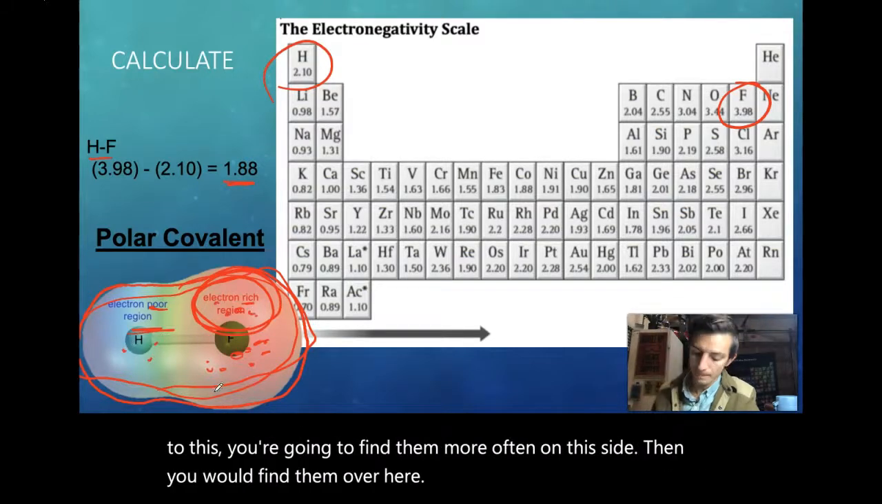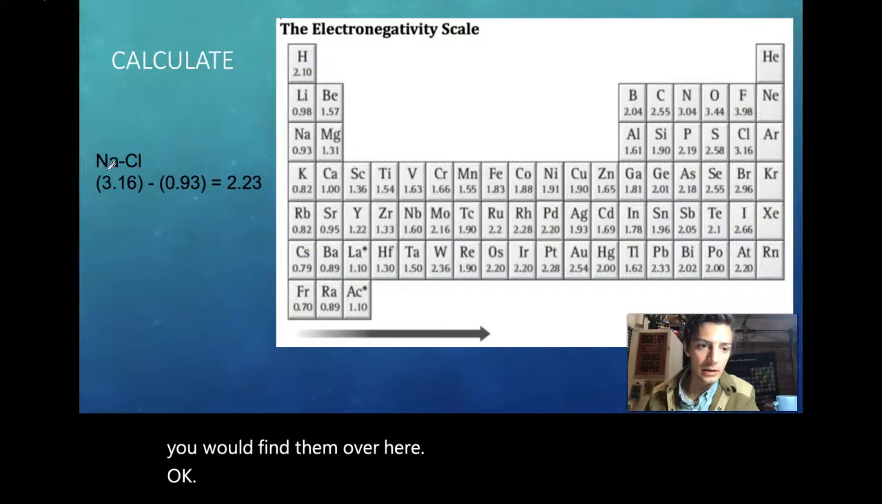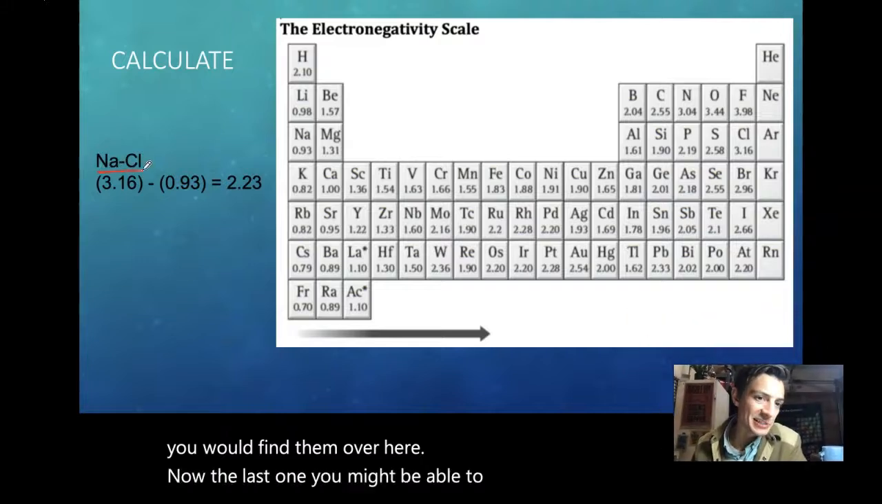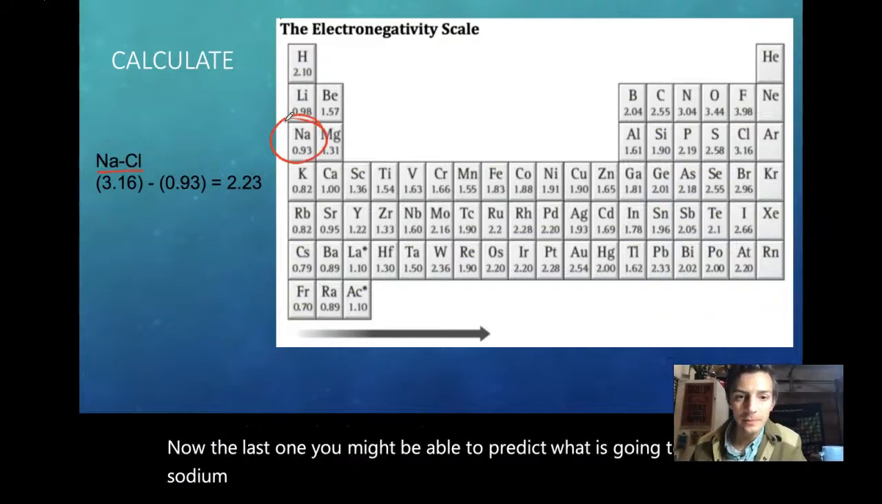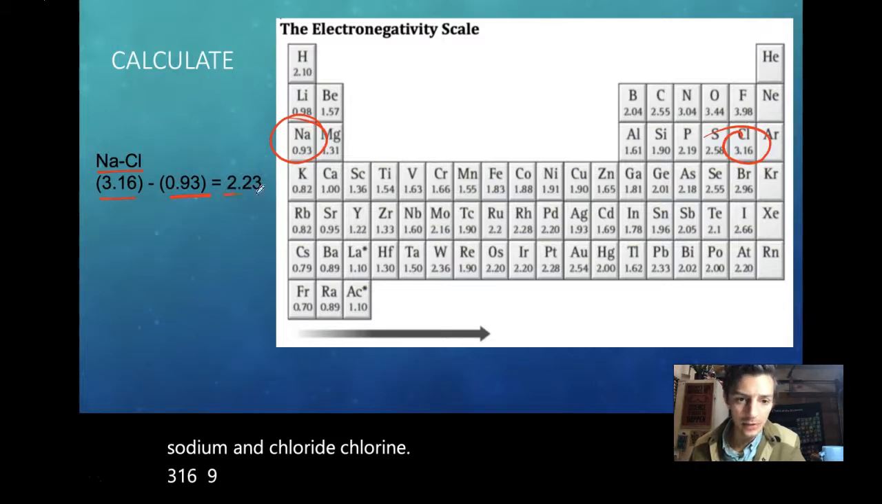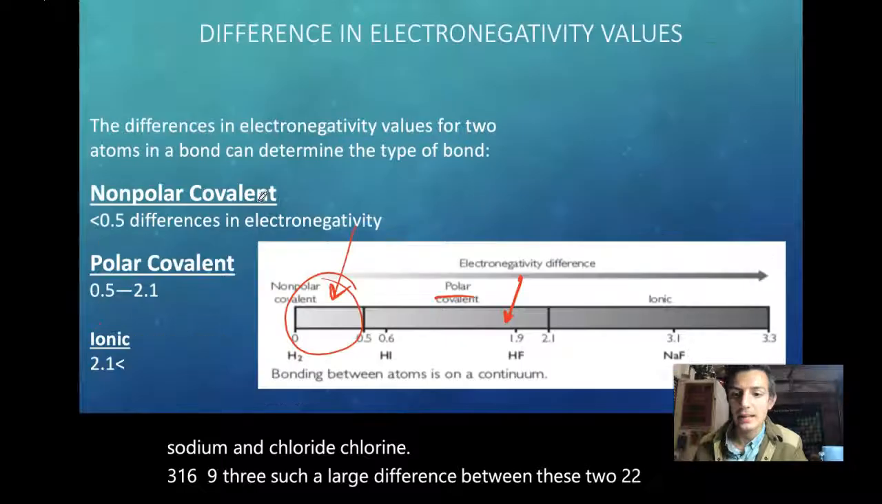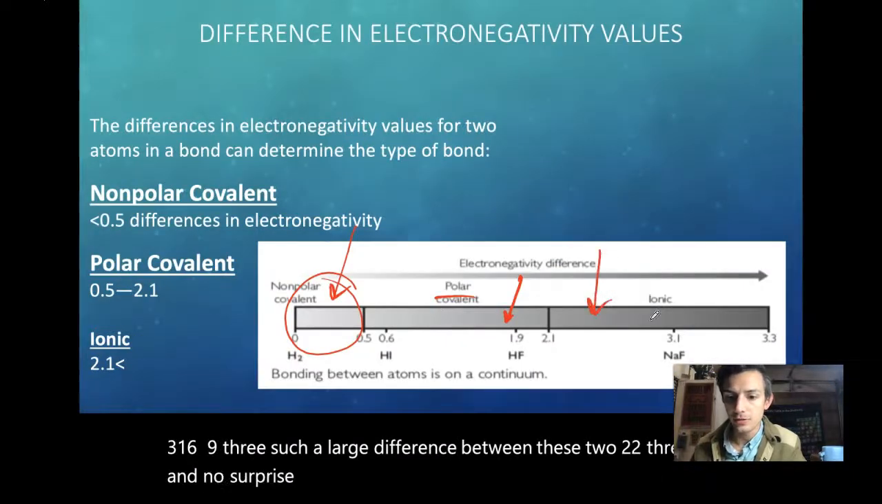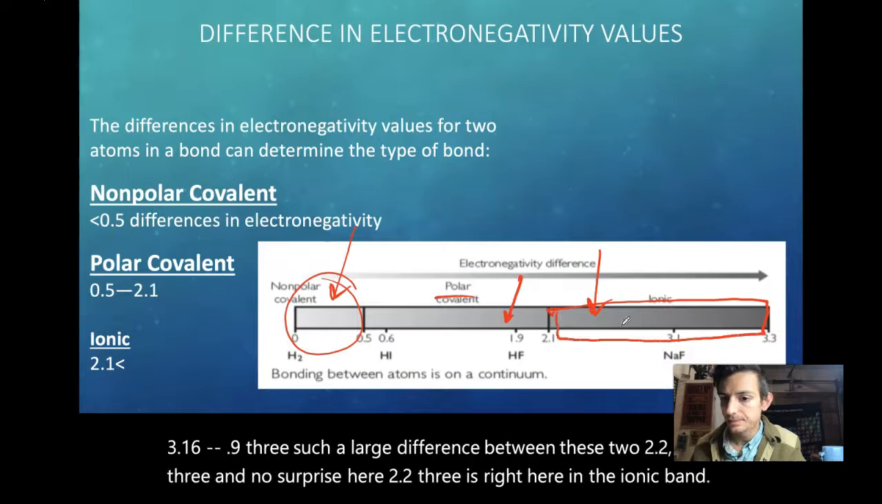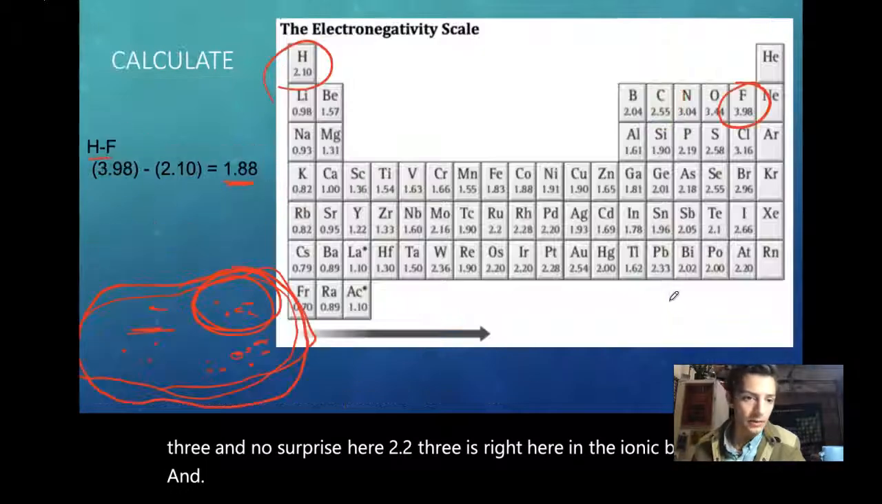Okay. Now the last one, you might be able to predict what it's going to be. Sodium and chlorine. 3.16 minus 0.93, such a large difference between these two. 2.23, and no surprise here, 2.23 is right here in the ionic band, and it's clearly an ionic bond, okay?